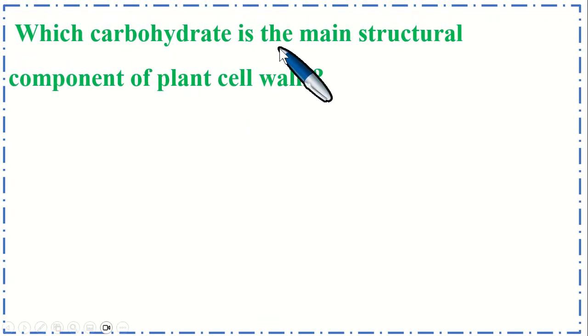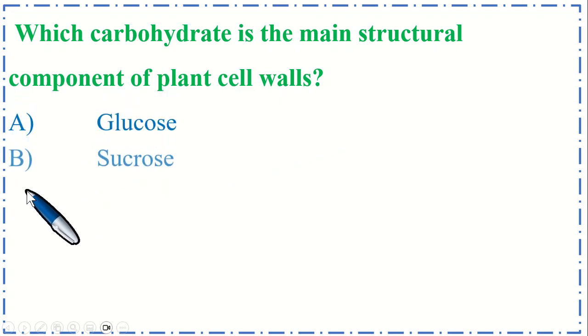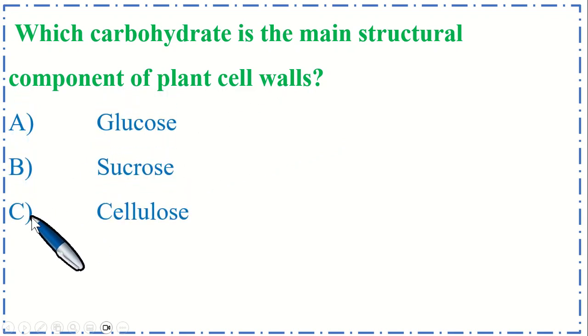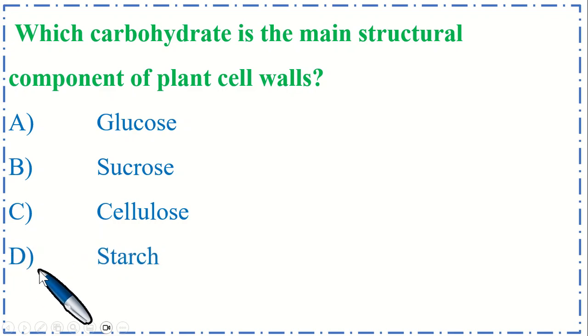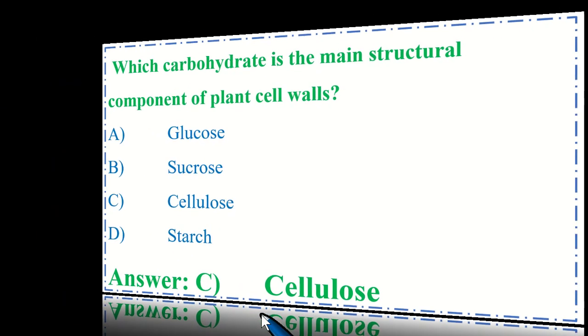Which carbohydrate is the main structural component of plant cell wall? Option A, glucose, B, sucrose, option C, cellulose, and option D, starch. So the correct option is C, cellulose.